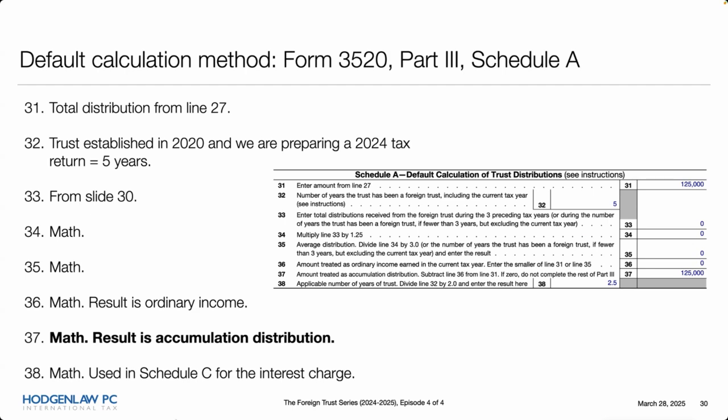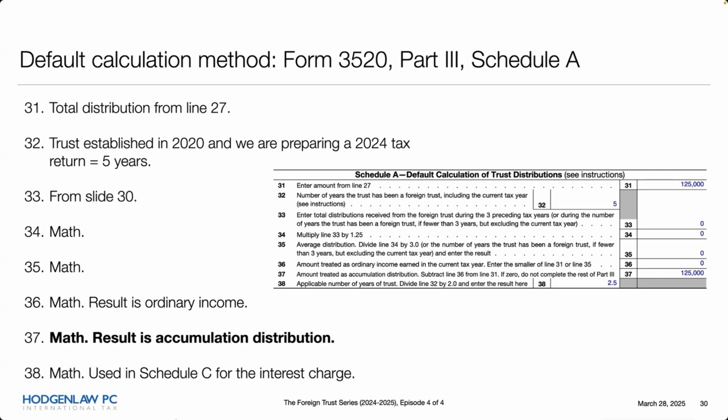So what you see here is we're using a weighted average over the prior 3 years, and the input for that weighted average is the amount of distributions made over the prior years. And if the current year distribution is higher than that weighted average, then everything in excess of that weighted average is going to be accumulation distribution. Everything below it, that weighted average, is going to be treated as ordinary income. So those are the only two outcomes.